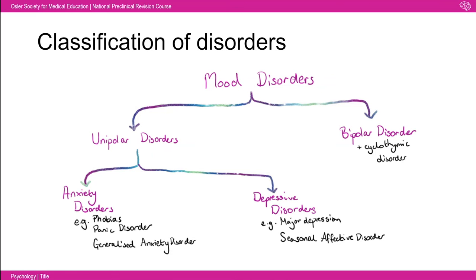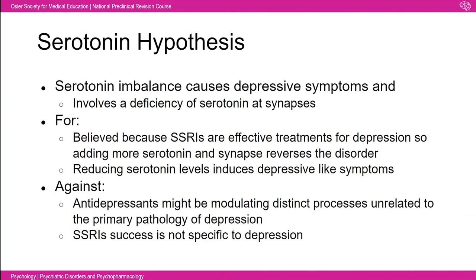Then we're going to talk about the serotonin hypothesis, which came up in our questions earlier. It seems like you guys know a bit about this already. It's about a serotonin imbalance causing depressive symptoms, and it involves the deficiency of serotonin at the synapse. The idea is that because serotonin is not there, it is causing a low mood. The serotonin hypothesis is also called the monoamine hypothesis in your syllabus, but I think it's more commonly known as the serotonin hypothesis. I put that in.